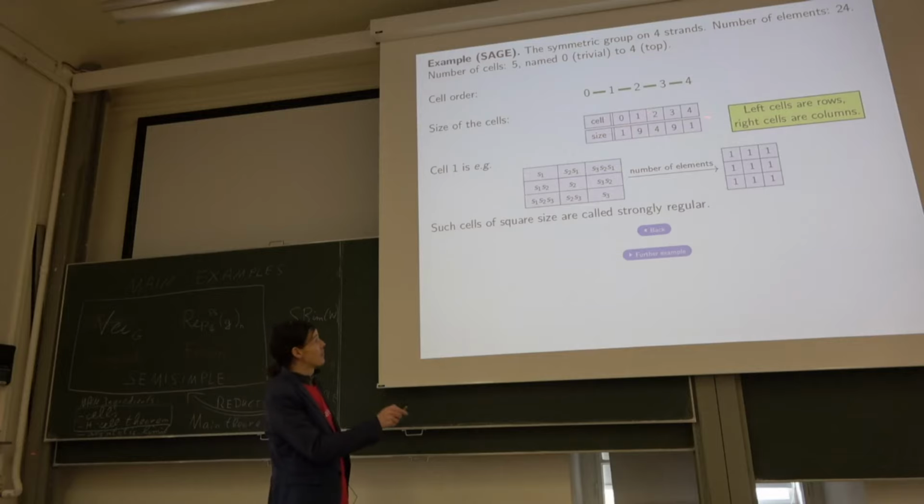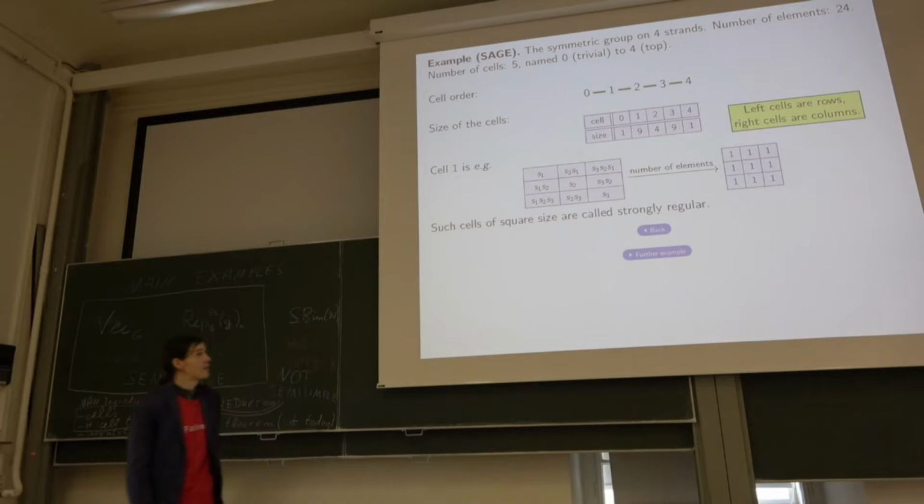These are the number of elements in those cells. It's always the same. The bottom one is just the identity. The top one is the longest word. And in the middle, you can see funny stuff turning up.